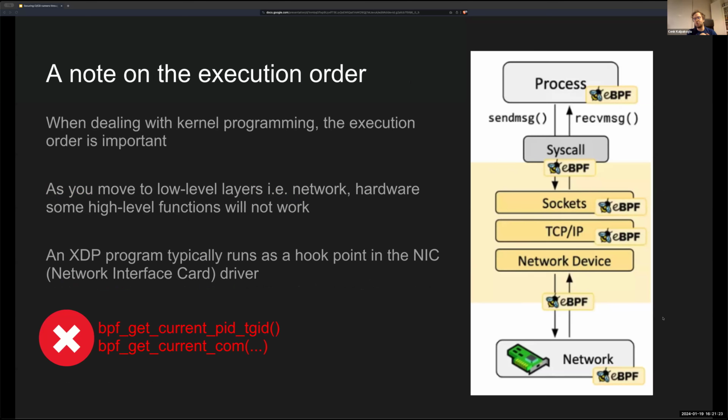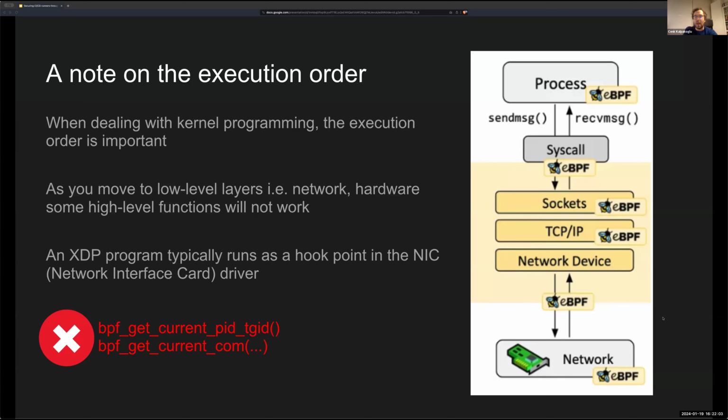As I explained to you, the execution order is important in eBPF technology. This means that as you move below, into the network layer or hardware layer, some high-level functions may not work. For example, XDP works at the hook point of the network interface card, so it is pretty low-level. And since the traffic coming into or going out of that network card is not yet assigned to a specific process or even a socket, the visibility will be limited.